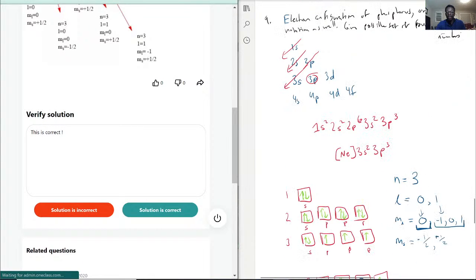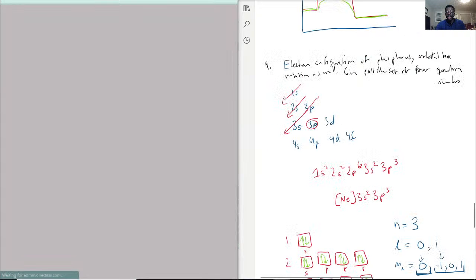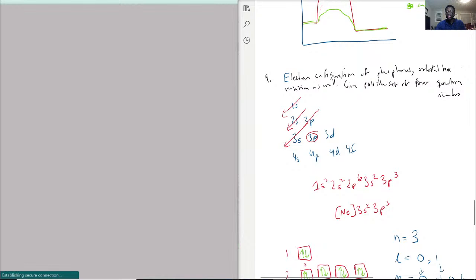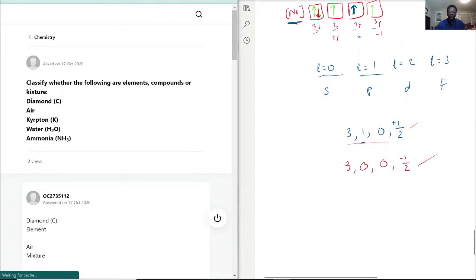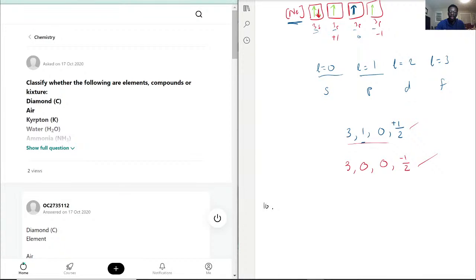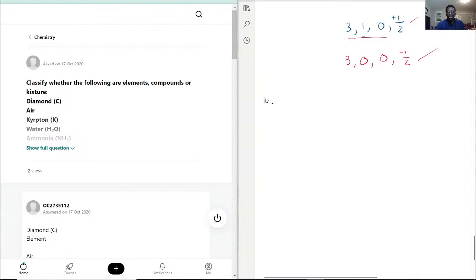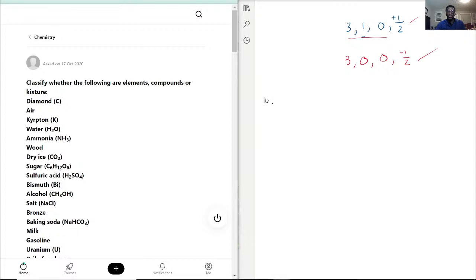Okay, so that is all you need to know about electron configuration and how to go about giving them the quantum numbers. So now question 10. We want to classify whether each of the following are elements, compounds, or a mixture. We're going to kind of blaze through this because at first glance, most of these are relatively straightforward.